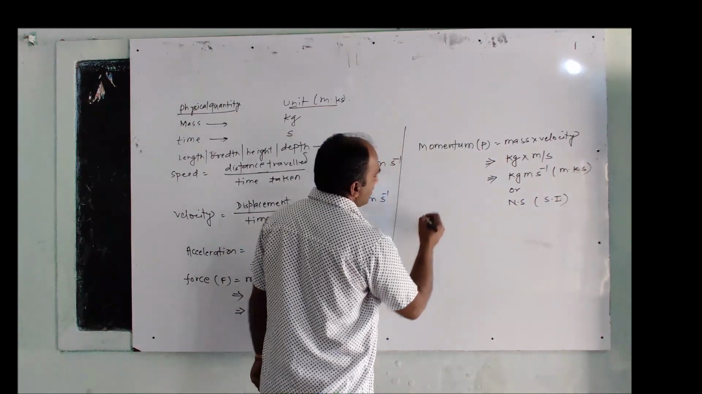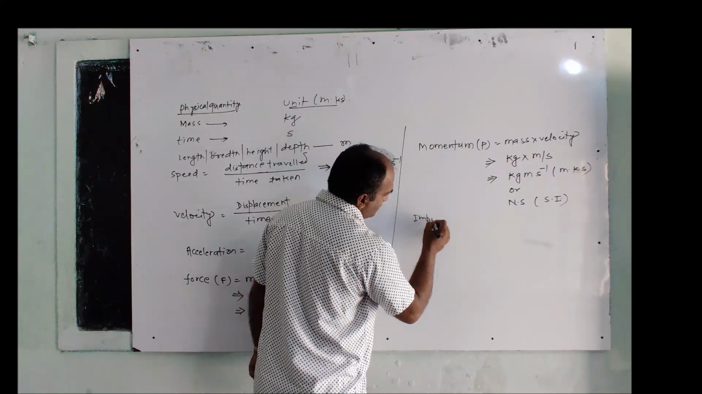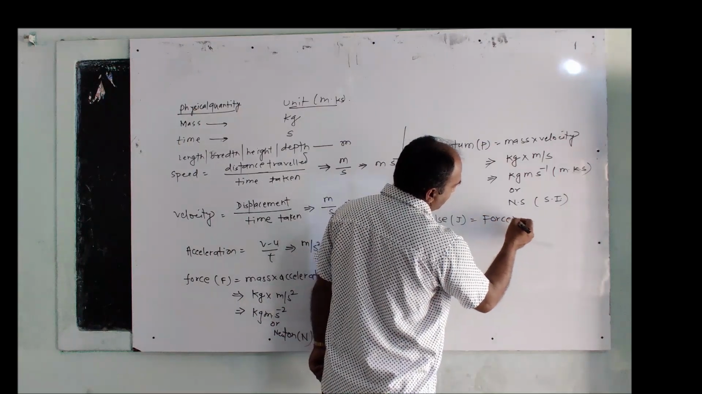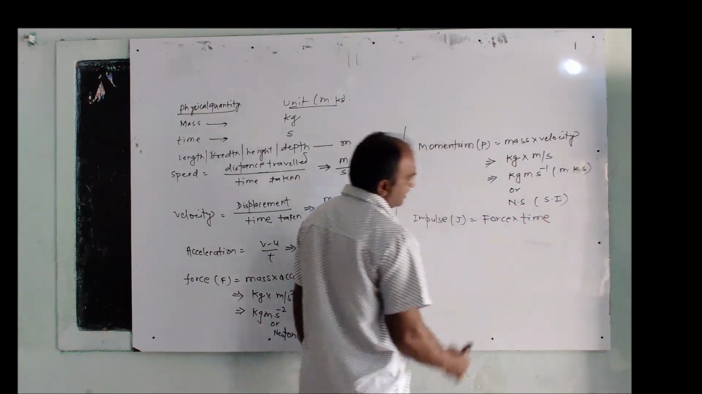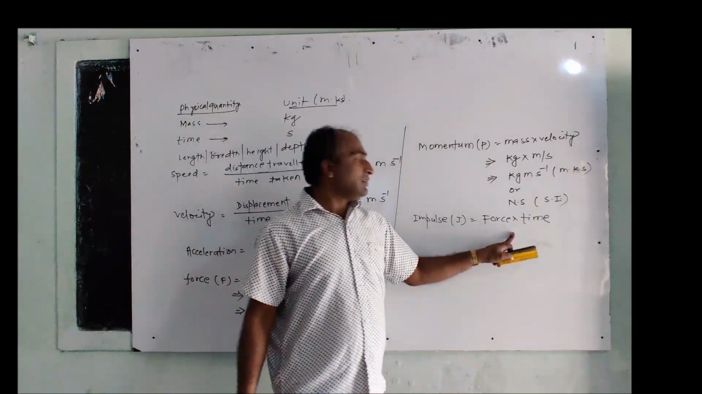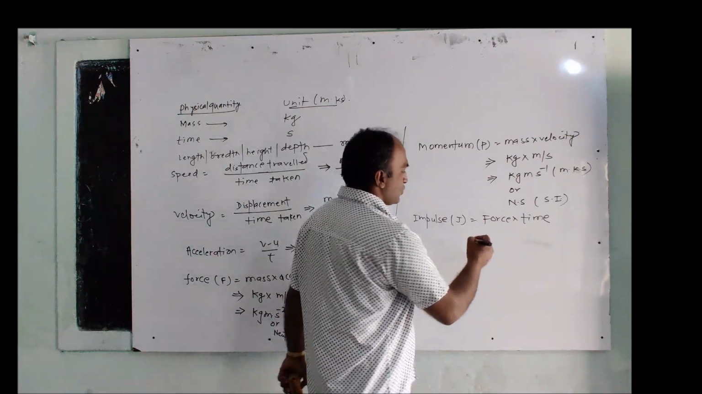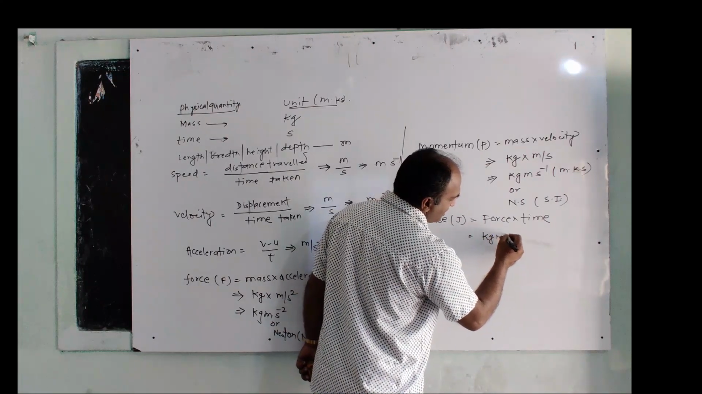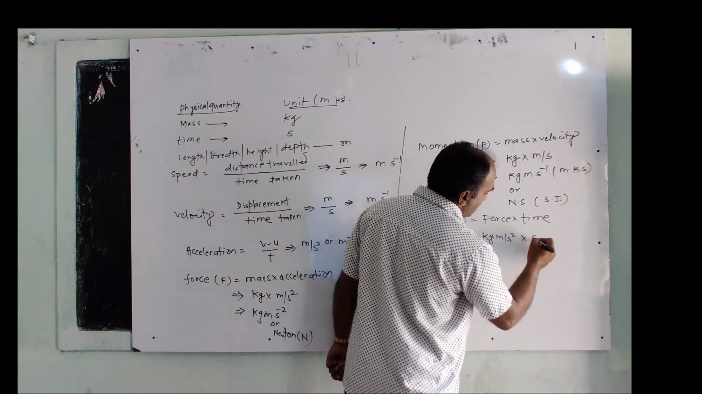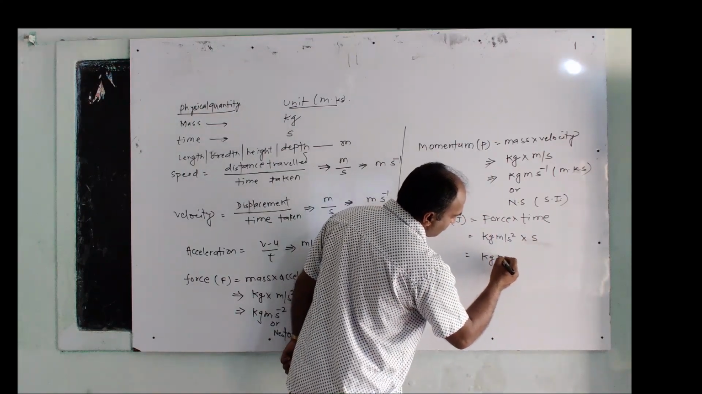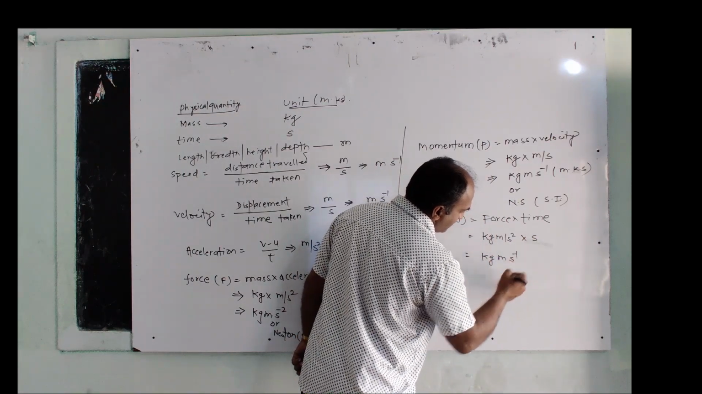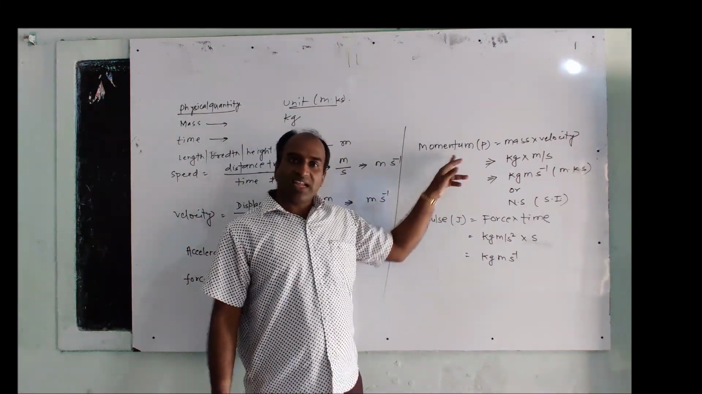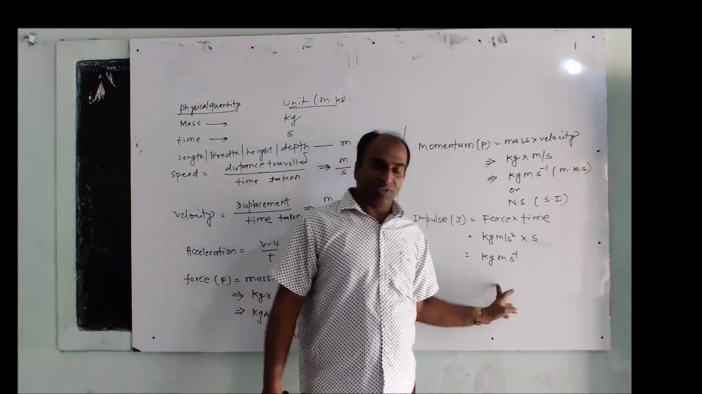Similarly, impulse equals force into time. If force is multiplied by time, it gives impulse. So here force is expressed in kg meter per square second, into time in second. This gives kg meter per second. This is the unit of impulse. Remember this point, that impulse and momentum have the same units.